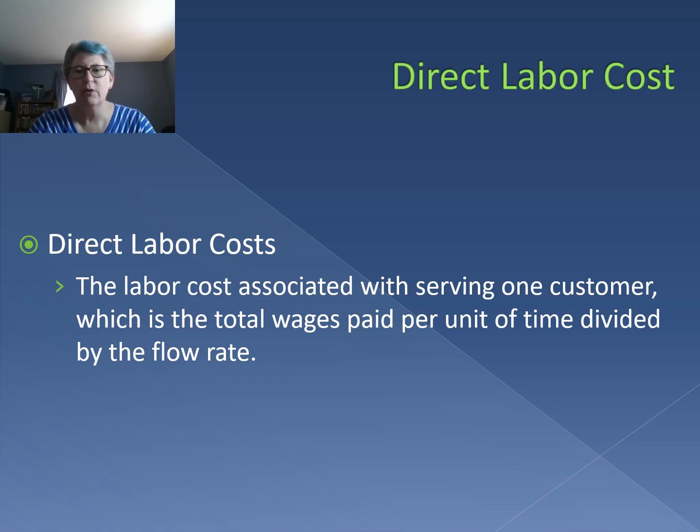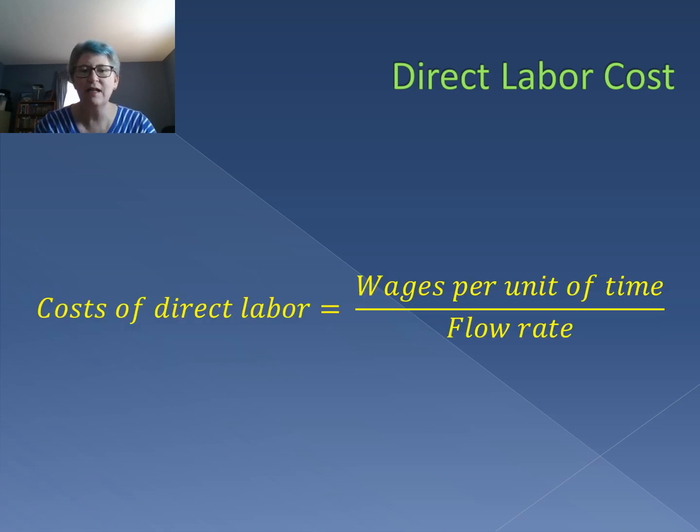When we think about direct labor costs, it's the cost associated with serving a single customer or creating a single flow unit. To do this, we take the total wages paid over a period of time, and then we divide it by the flow rate. That way we get down to how much money is being paid towards a single flow unit. So you can see the cost of direct labor is the sum of all the wages per unit of time divided by the flow rate. A lot of this will become a lot clearer as we go through the example later in today's session.